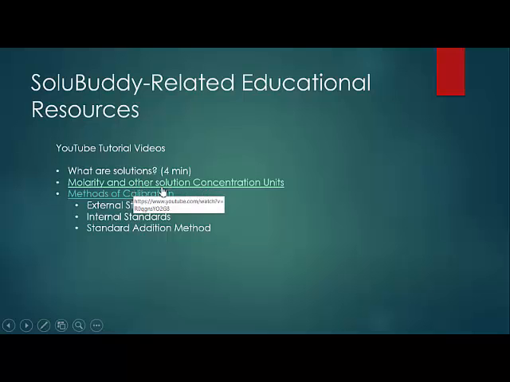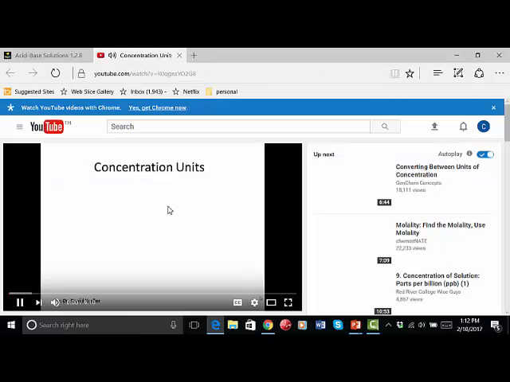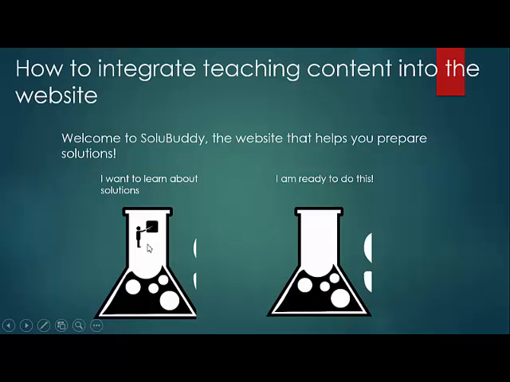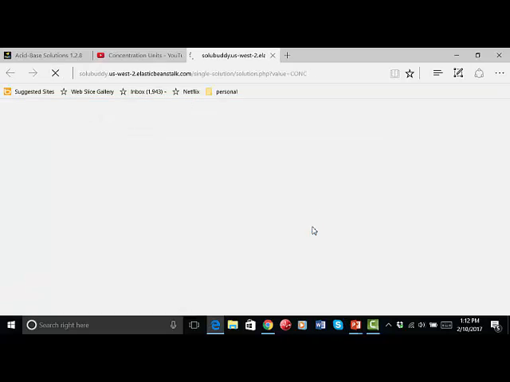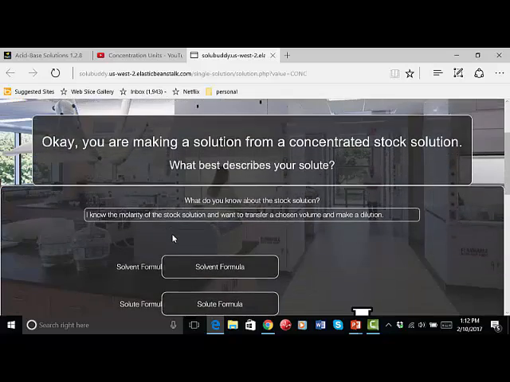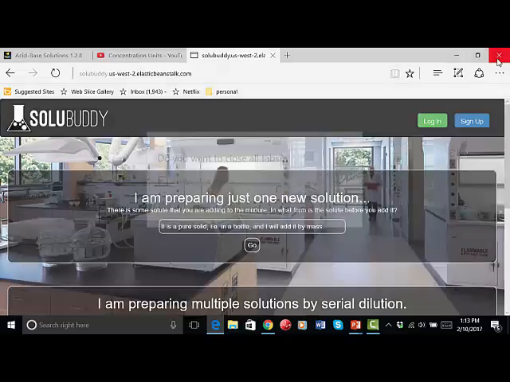What the heck is molarity? Okay, click that and go to the YouTube video, once again, concentration units in chemistry. Then maybe go back. Then if they're ready to do this, this can take them to the home page, or take them to the page where they get all these choices. All right. Anyway, that's just one possibility for how we could make this website a little more student friendly.